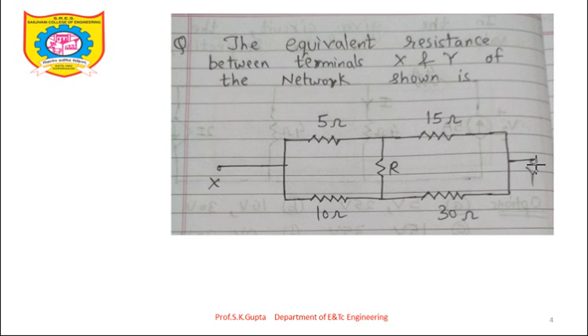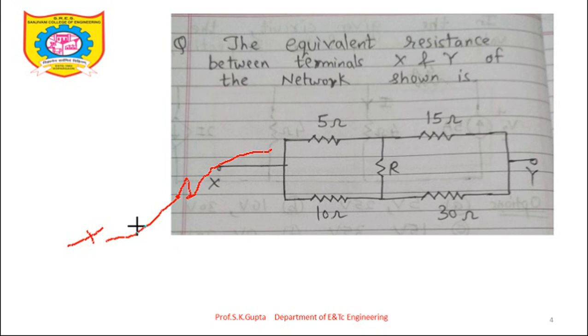Or you may think that one multimeter is connected between X and Y and we are measuring resistance on the multimeter. And this is the network. If you do more careful observation, this is also the bridge type of circuit. Suppose this is node X. Then from node X, one 5 ohm resistance is going like this.